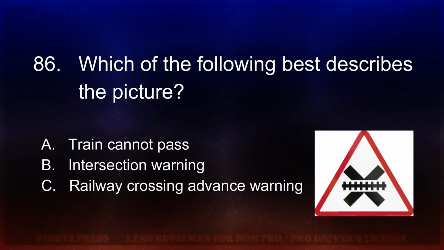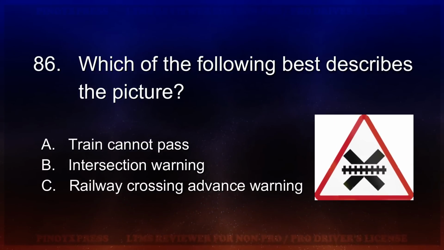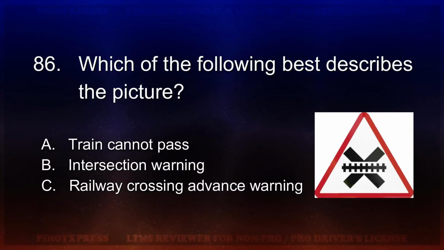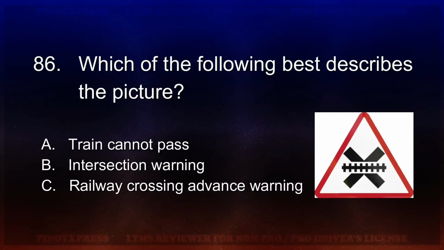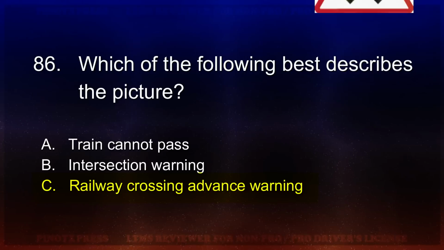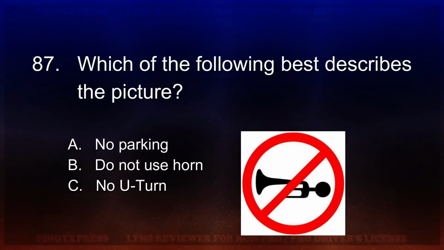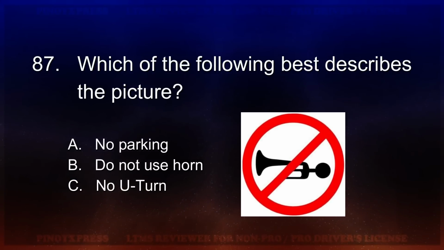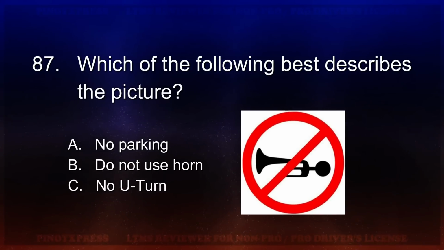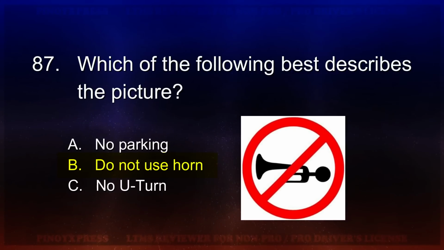Which of the following best describes the picture? A. Train cannot pass, B. Intersection warning, C. Railway crossing advance warning. The correct answer is letter C. Which of the following best describes the picture? A. No parking, B. Do not use horn, C. No U-turn. The correct answer is letter B.